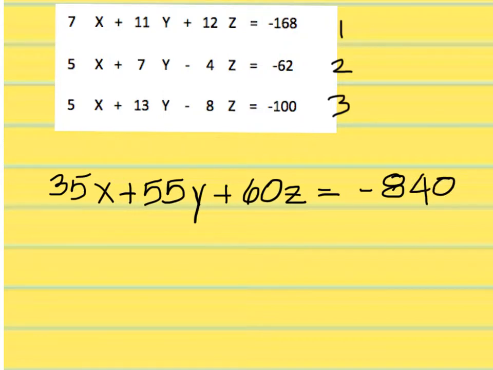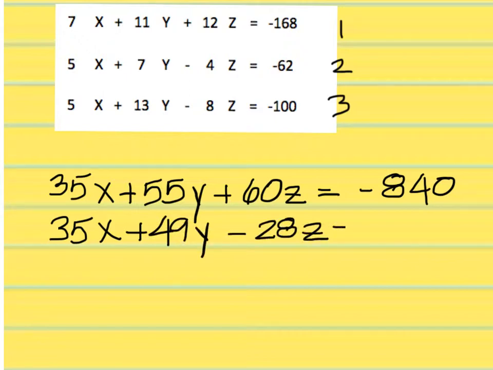Now for the second equation. I have a 5x there. To get a 35, I would have to multiply it by 7. So if I multiply the second equation by 7, I get 35x plus 49y minus 28z equals negative 62 times 7, which is negative 434. So there's our first move, and from this we will generate a new equation that has only y and z in it.